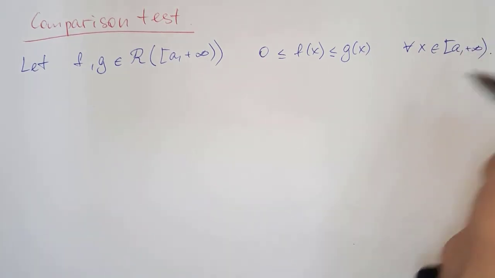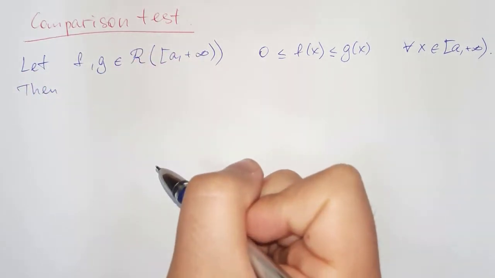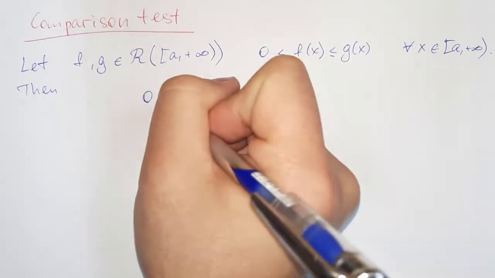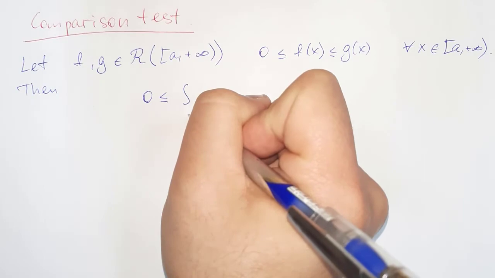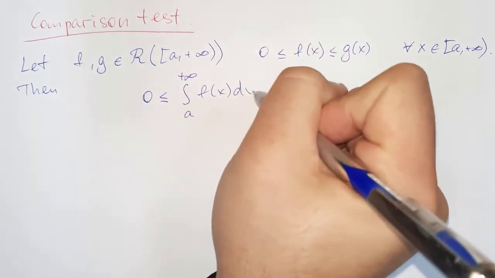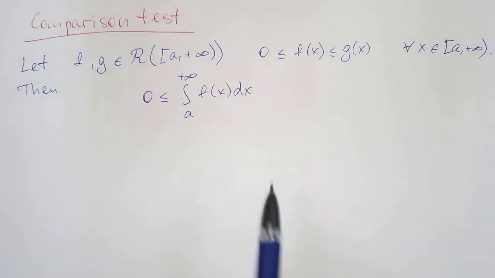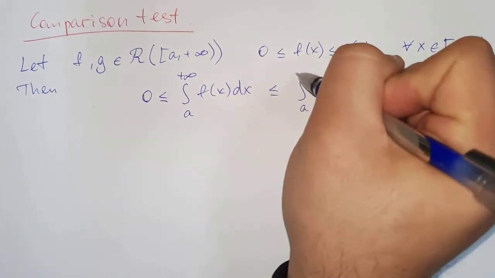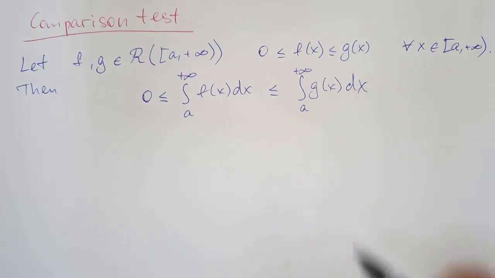Then we have this inequality: the integral from a to plus infinity of f(x) dx is less than or equal to the integral from a to plus infinity of g(x) dx. Look here, they are integrable on the interval a to plus infinity.